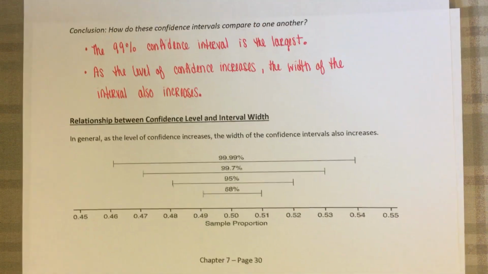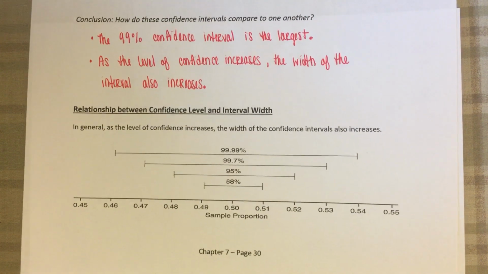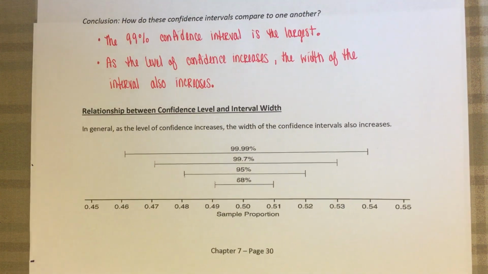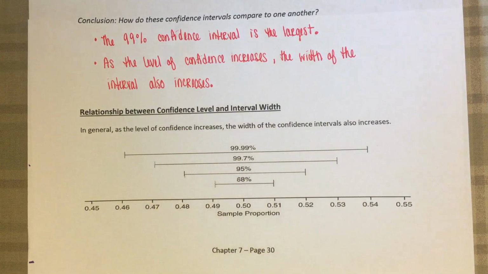Then this last little image down at the bottom just shows why this happens. In general, as our level of confidence increases, the width of the confidence interval also increases. And if we think about our empirical rule, if we think about shading in areas, the larger our percentage, the more of the normal curve we are talking about. So our interval will continue to get larger and larger for these problems.